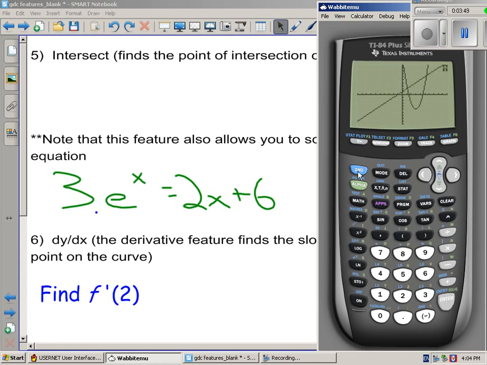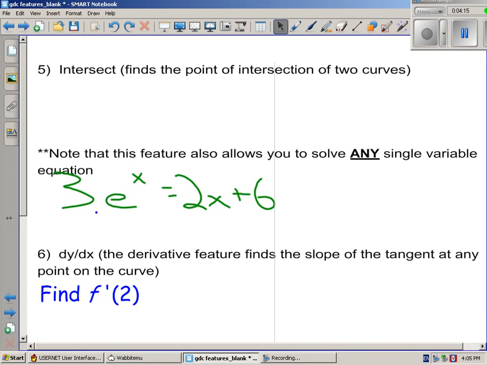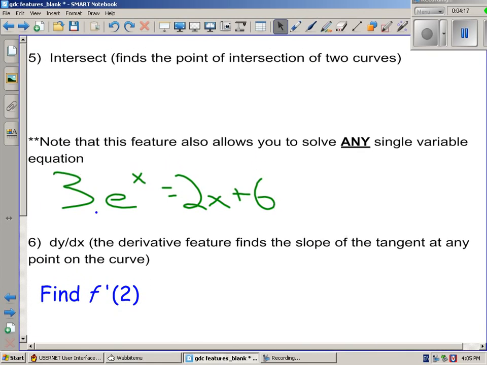To find the point of intersection, I just go second calc, 5 for intersect. It asks me, is this the first curve where it says y1? Yep, I want the quadratic one to be one of my curves. y2, I want that to be the second curve. And it also asks me to guess, and I need to do a half-decent job guessing here. It looks like there's a point of intersection at 1.11, 2.11 as the coordinates.